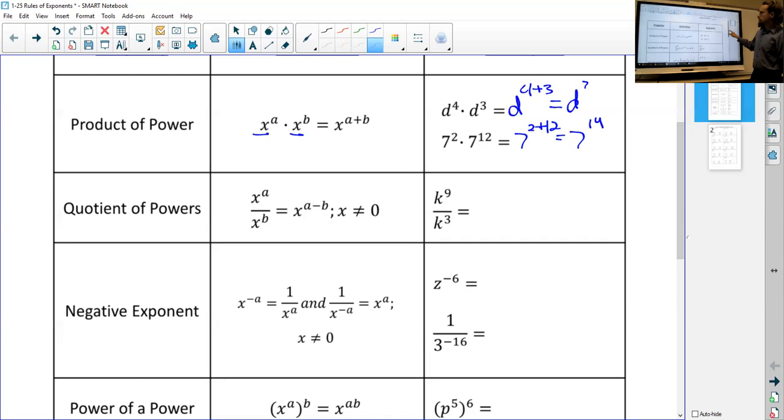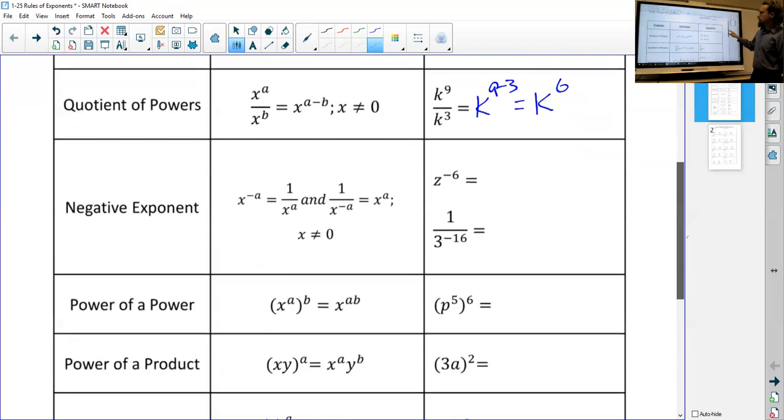Okay. Our second one is the same thing, only instead of multiplying, if we divide, similar idea, instead of adding, we just subtract them. So if we have k to the 9th divided by k to the 3rd, that would just be k to the 9 minus 3, or k to the 6th. It's really nothing to it, right? If you have the same base, if you're dividing, just take those two powers and subtract. No tricks, that's the whole thing, okay?